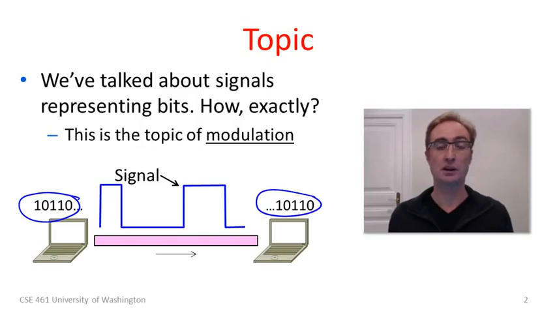But of course across the link we can't send bits, literally we send analog signals. So we need to work out some way to represent these bits with signals. I've said that many times. You must be wondering how exactly we do it. That's called modulation, and that's the topic of this lecture.